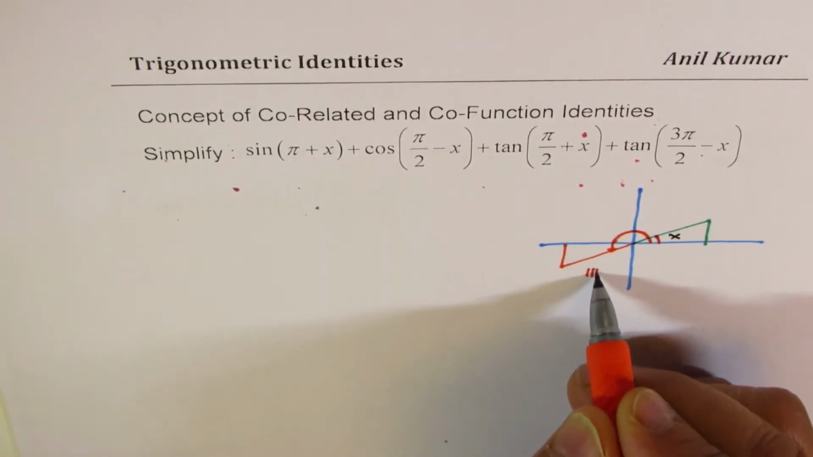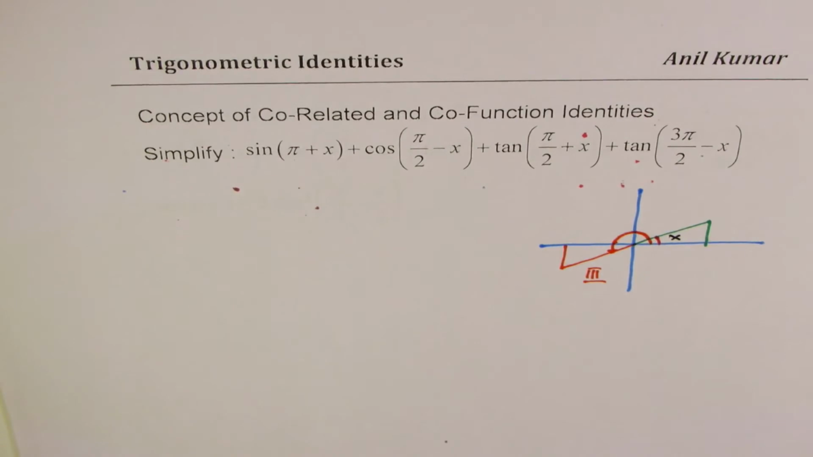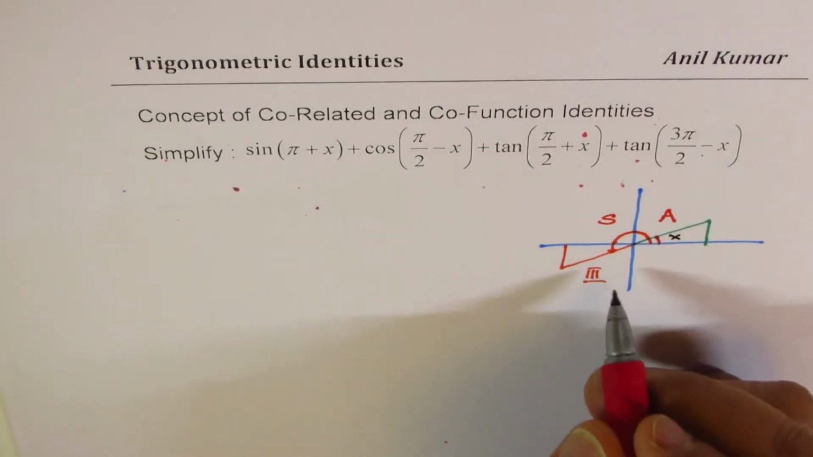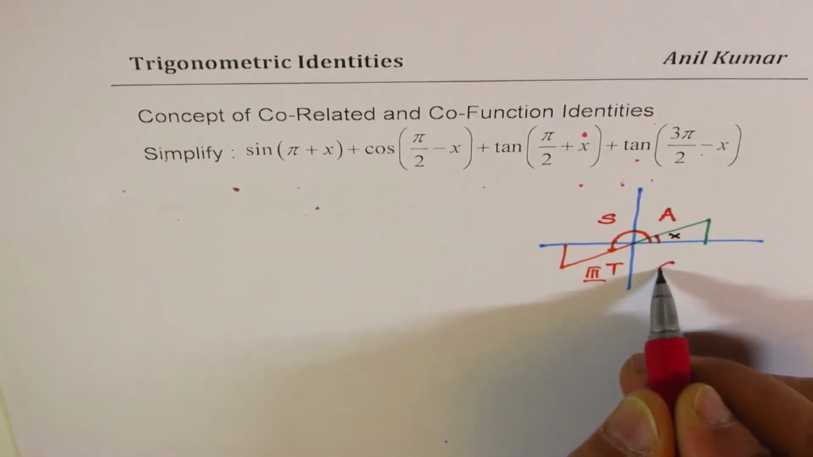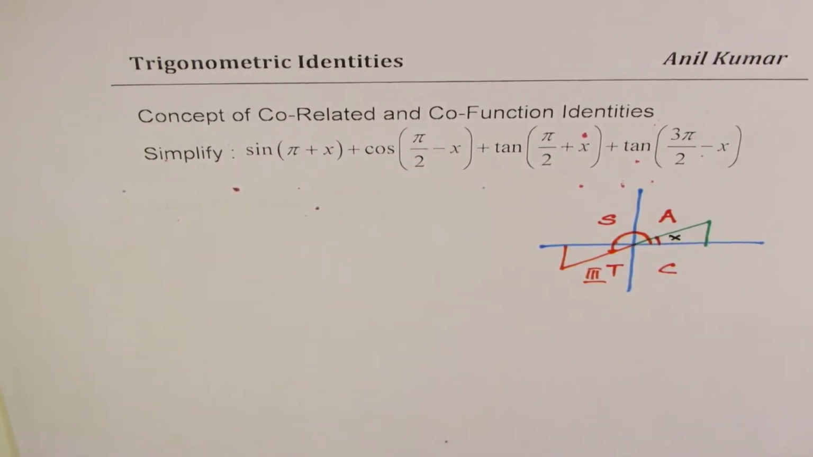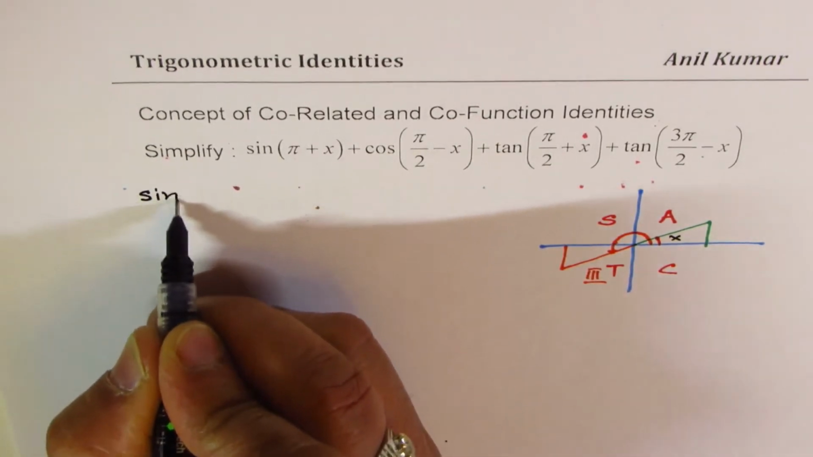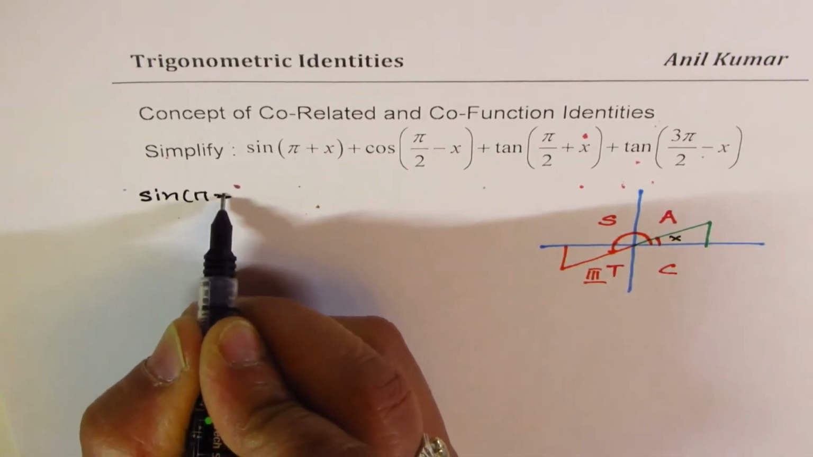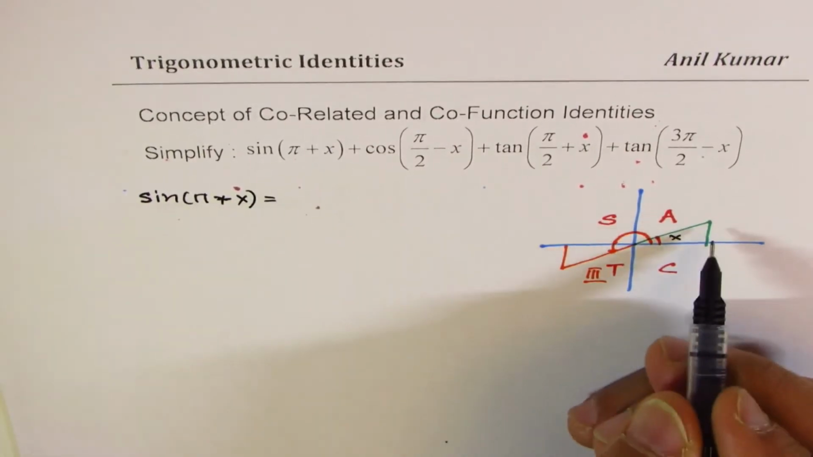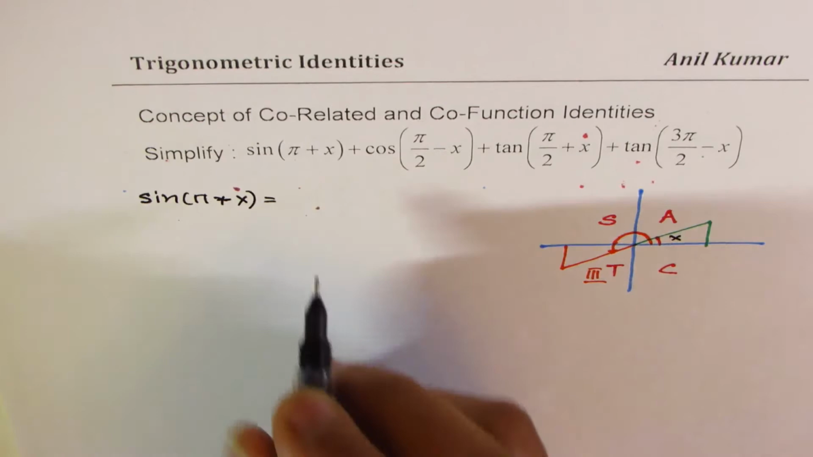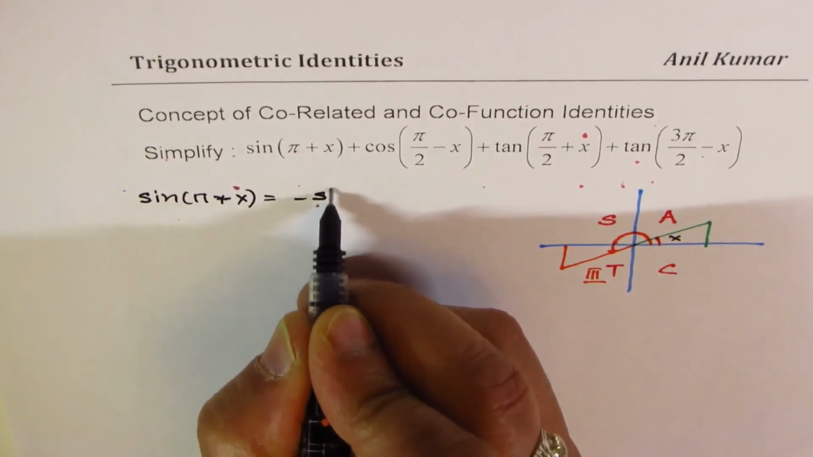Now you are in quadrant 3, correct? You know the rule, all are positive here. Sine is positive in quadrant 2, tan in 3, and cosine in 4. So now in this particular case, tell me, what is sine pi plus x equal to? It is a similar triangle, but in quadrant 3, where sine is negative, and therefore it is minus sine x. Is that clear?